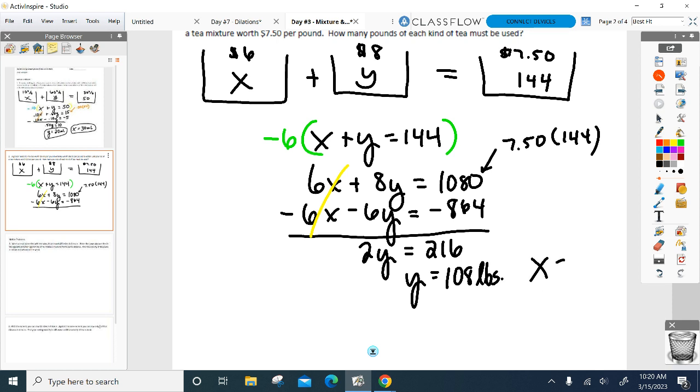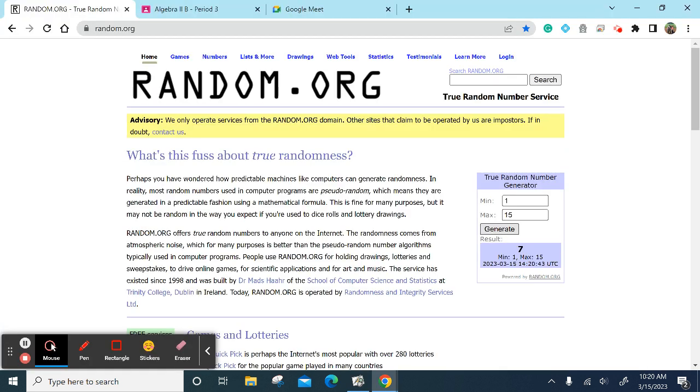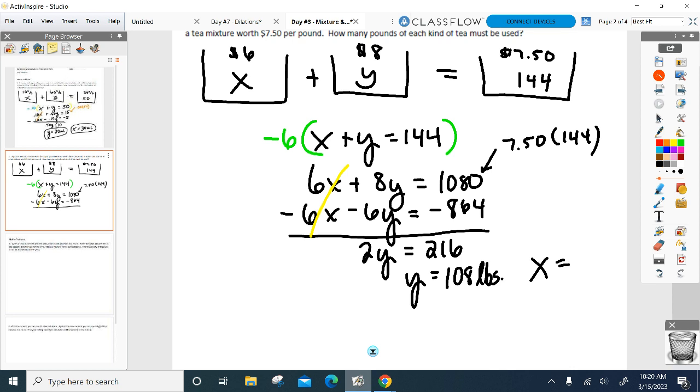And then how much of the $6 tea then when you're ready? 108 pounds, the $8. And then for the $6 tea, how much are you rolling with? 36 pounds. Yep.